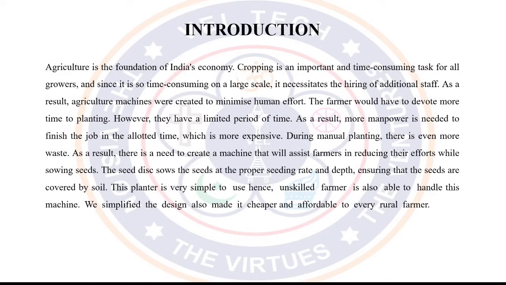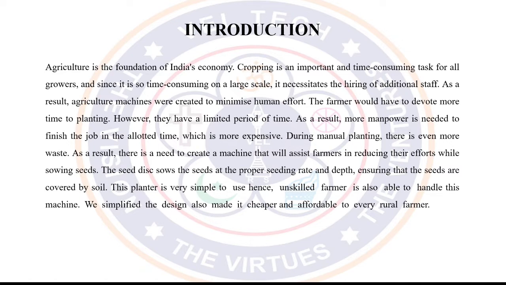Introduction. Agriculture is the foundation of India's economy. Cropping is an important and time-consuming task for all growers, and since it is so time-consuming on a large scale, it necessitates the hiring of additional staff. As a result, agriculture machines were created to minimize human effort. The farmer would have to devote more time to planting. However, they have a limited period of time. As a result, more manpower is needed to finish the job in the allotted time, which is more expensive. During manual planting, there is even more waste.